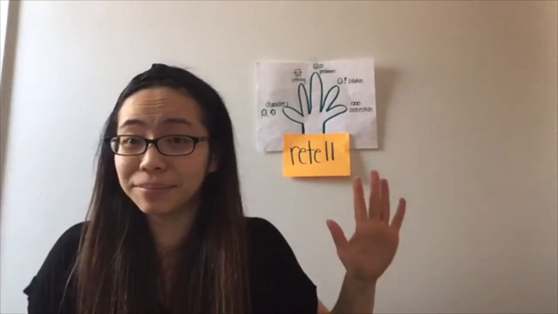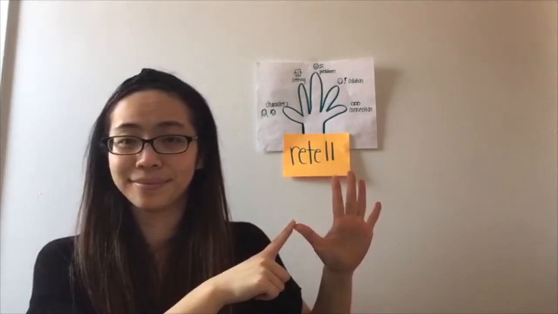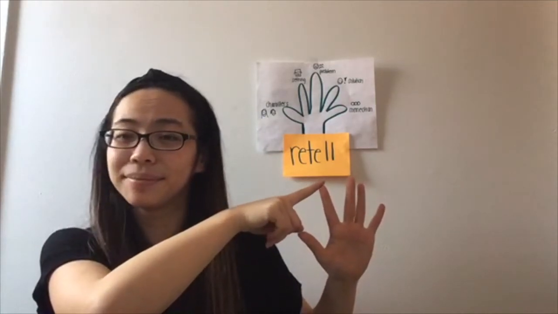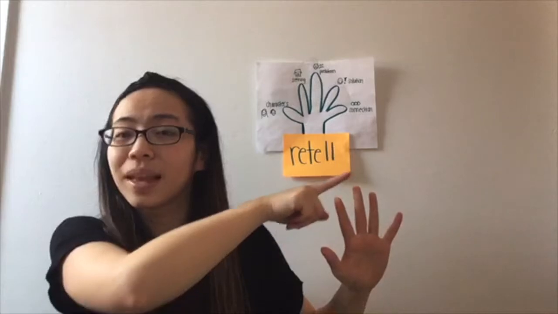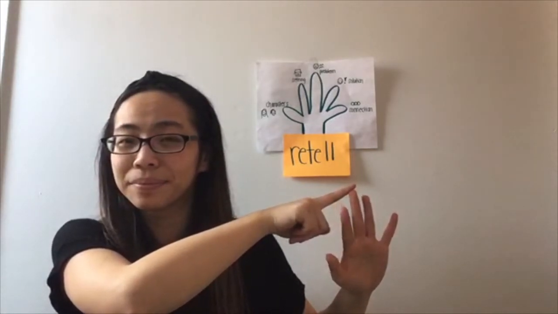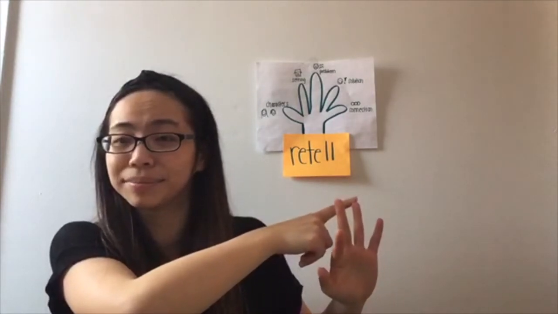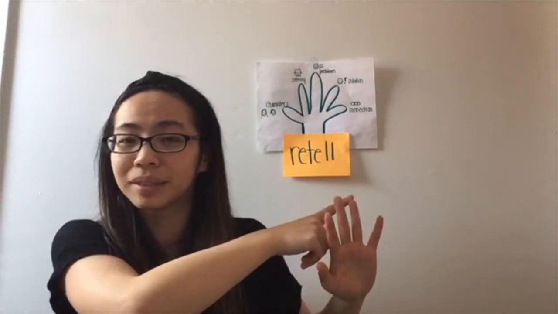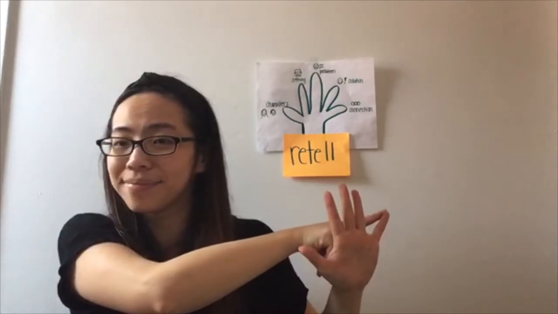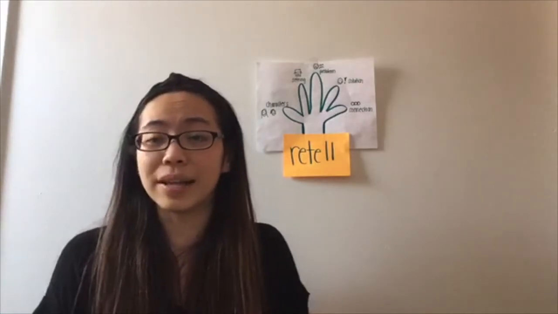Can you do that? You can start with the characters in the book are. The setting of the book takes place in. The problem of the book is. The solution to the story is. One connection I have is. So your retell should sound something like this.